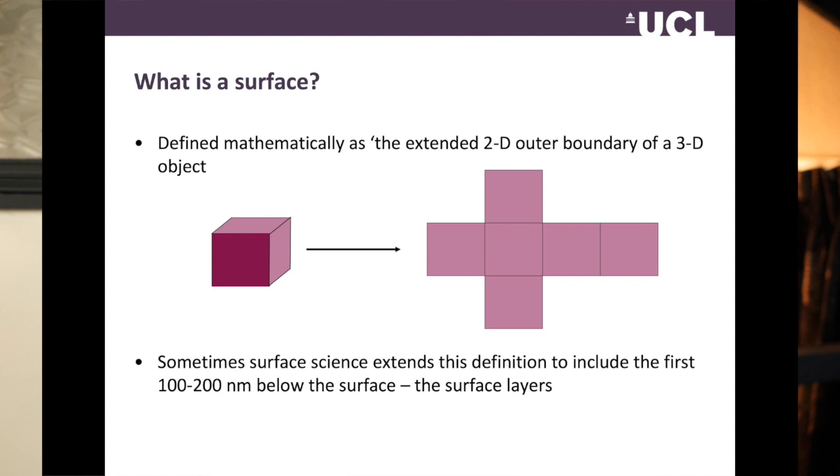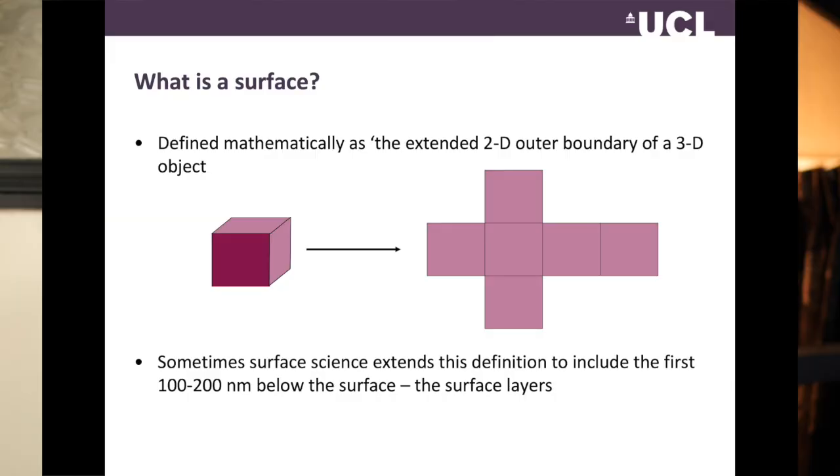The first thing we need to consider is, what is a surface? Now that might sound like a completely dumb question. Everyone knows what a surface is. A surface is at the top of a material, and that's absolutely true. But it does actually have a mathematical definition, as so many things do. So it's defined mathematically as an extended two-dimensional outer boundary of a three-dimensional object, or when I learned mathematics the technical term was a net. So on the screen in front of you, you can see on the left hand side a cube, and on the right hand side you can see the surfaces of those cubes laid out as a net, and that is the surface as a mathematical definition.